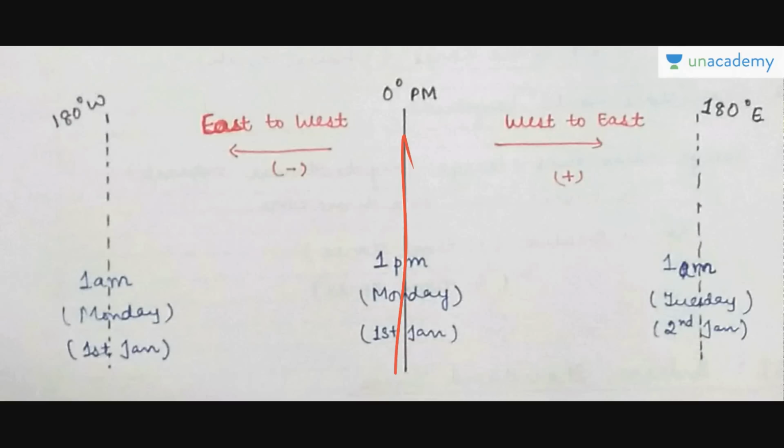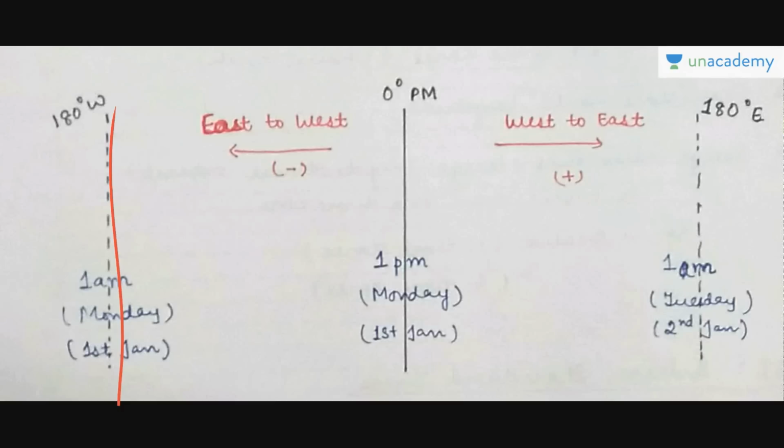When we move from this 0 degree to 180 degree, it becomes 180 degree east meridian, and this is located on the opposite side. Please try to imagine that. And when we move from this 0 degree to 180 degree west, it becomes the 180 degree west meridian. But in practice, this or this is the same, just the direction matters. When we move from here to here, it becomes 180 degree east. When we move from here to here, it becomes 180 degree west.